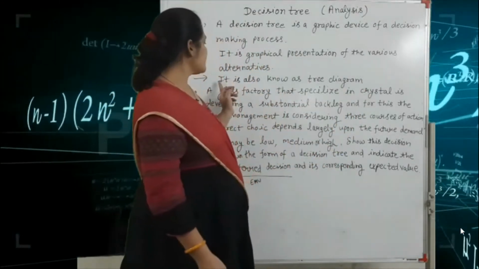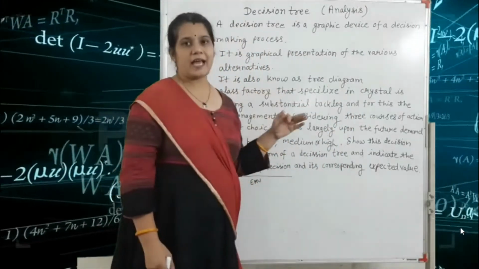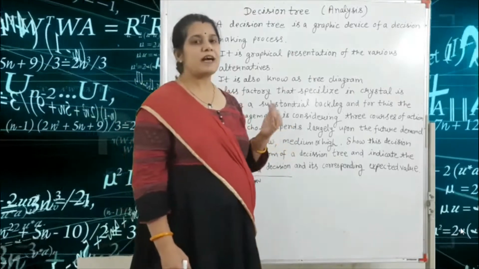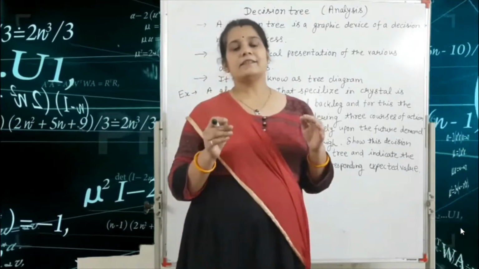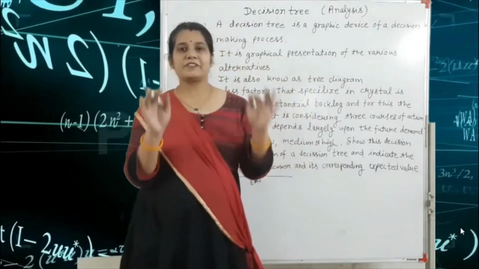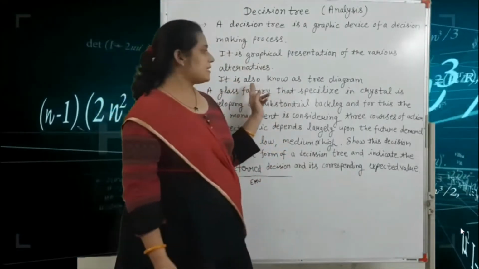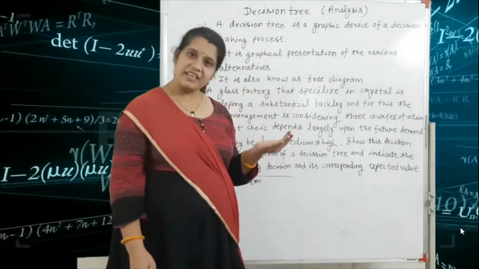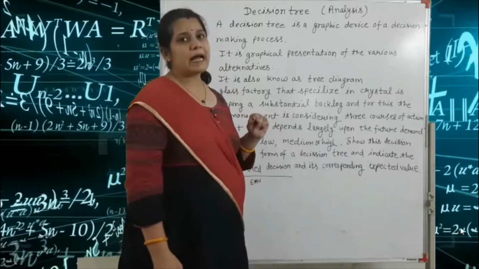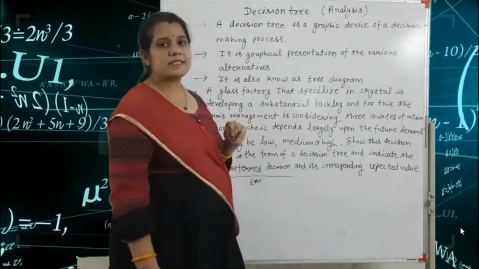Next, it is also known as a tree diagram, because after mapping, the diagram looks just like a tree. So it is also known as a tree diagram. Now this is an example of the decision tree.